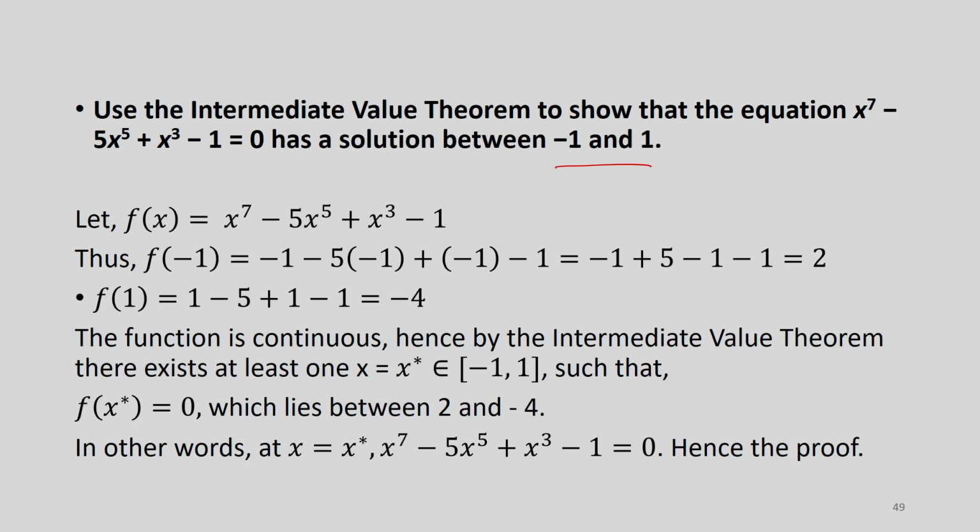What we do is that we assume that the left hand side of this equation is represented by this function f(x). So, f(x) is equal to x to the power 7 minus 5x to the power 5 plus x cube minus 1. Now, look at this particular interval -1 and +1. This is the interval, right. So, what we do is that we evaluate this function at these two endpoints. So, endpoints are -1. So, I evaluate this function at the point x is equal to -1 and this turns out to be 2.